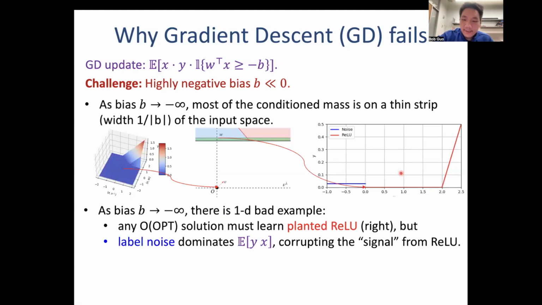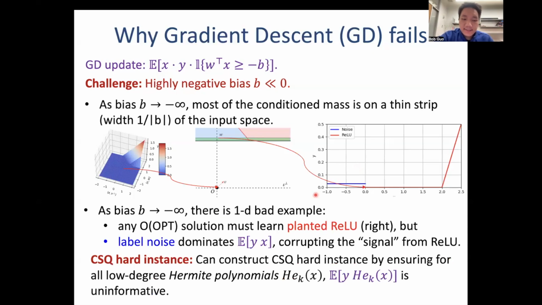But meanwhile, the label noise on the left actually dominates the correlation between x and y. So if you take the gradient descent, you will be focusing on this green strip. And just on this green strip, it is possible that the gradient update goes to the left instead of the right.